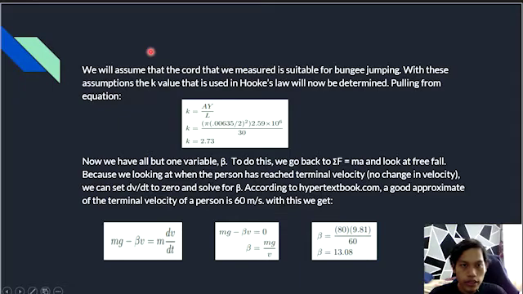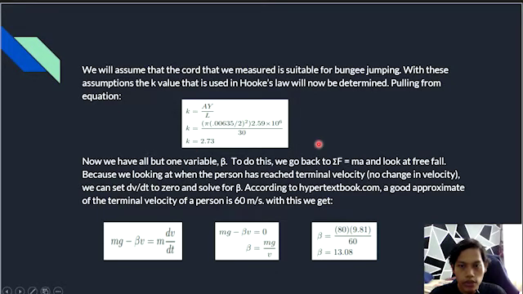We will assume that the cord that we measured is suitable for bungee jumping. With this assumption, the k value that is used in Hooke's law can now be determined. Pulling from this equation, we can get the value of the spring constant in Hooke's law. Now we have all but one variable, which is beta.